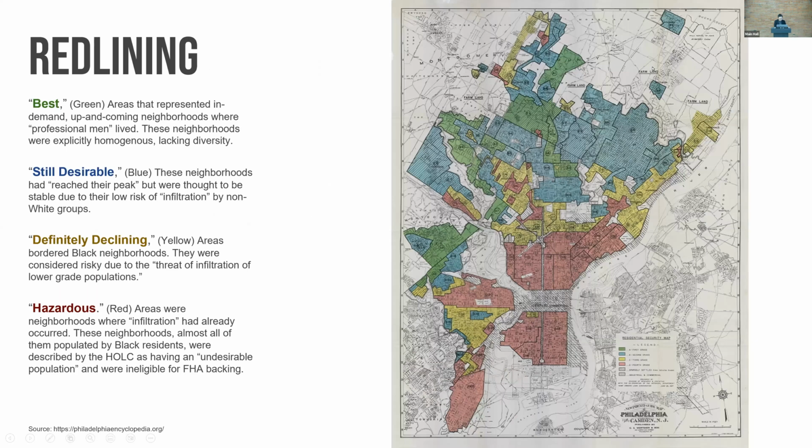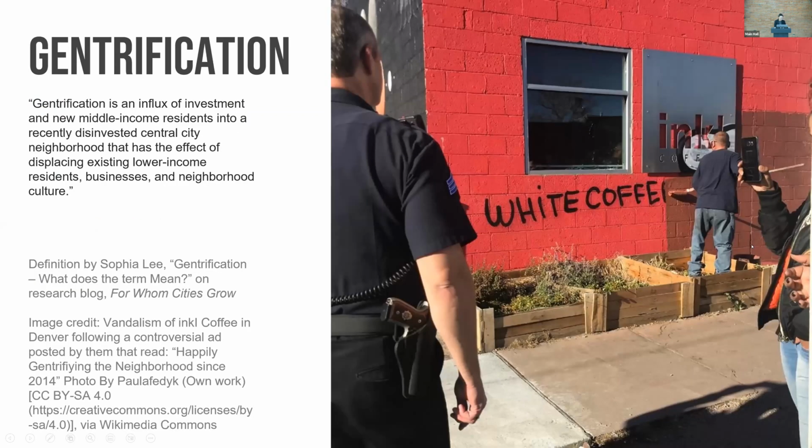Redlining was the racist practice by which banks intentionally disinvested in neighborhoods primarily consisting of people of color. They drew literal red lines on maps around these neighborhoods, as you can see in the map. Gentrification is an influx of investment and new middle-income residents into a recently disinvested central city neighborhood that has the effect of displacing existing lower-income residents, businesses, and neighborhood culture.